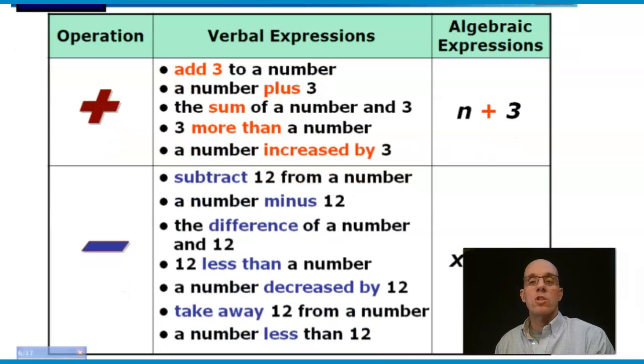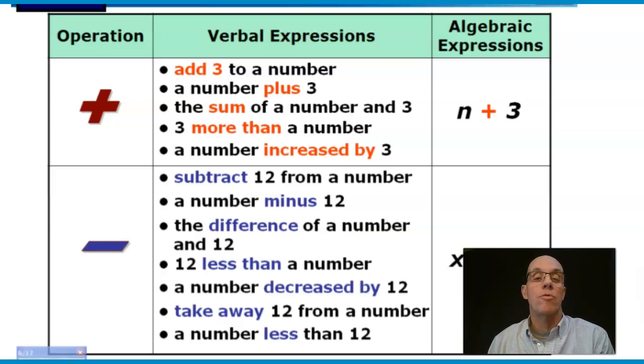So here's addition. Look at the algebraic expression. The only thing that makes it algebraic is that there's a variable, a letter, in there. So n plus 3 is the way I would say that: a number, something that we don't know, some number, plus 3. But there are other ones here. Under verbal expressions, add 3 to a number, that works. A number plus 3, that's one I just said.